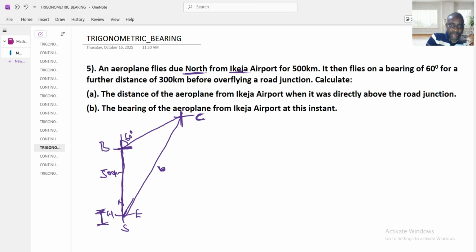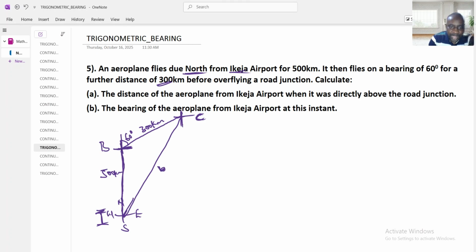Now here, when you fly another 60 degrees, we were told that the distance is 300 kilometers. That's what you fly before overflying. When you see a question like this, when the question gives you two sides with one angle, it means you are going to use the cosine rule to calculate this.